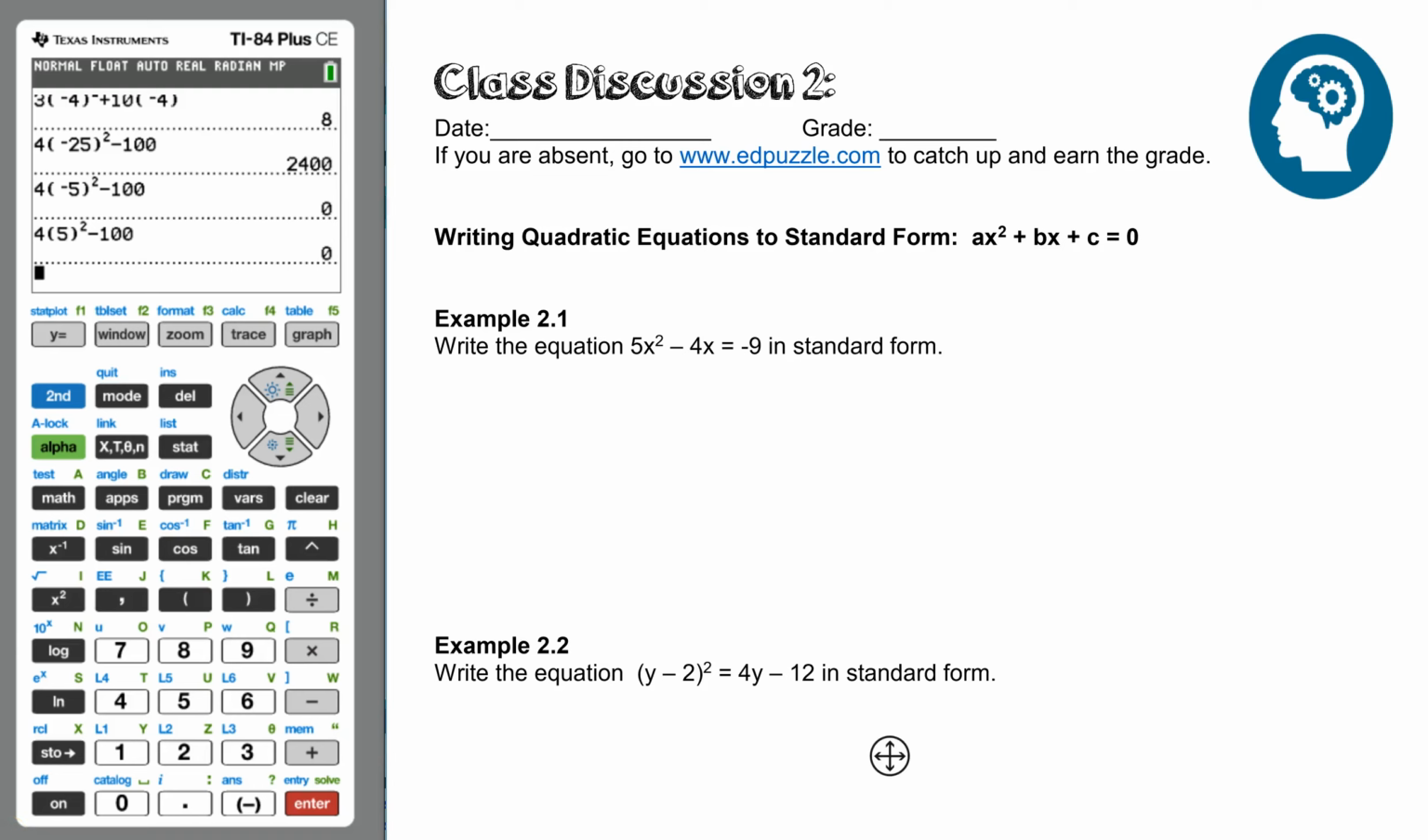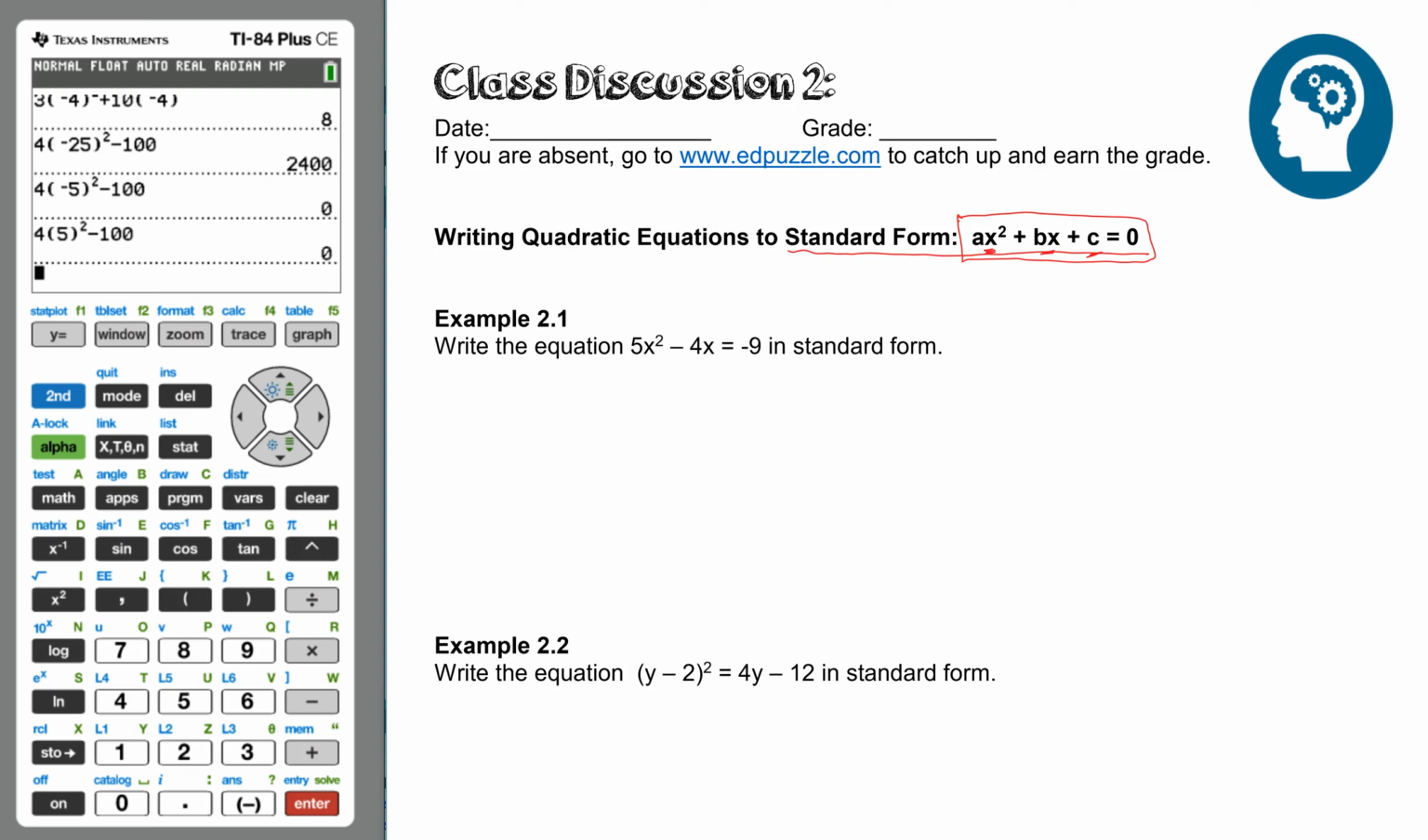Let's work now on class discussion 2. We'll now be working with writing quadratic equations to standard form. So I want you to pay attention that this one is the standard form. We write x squared first, x, then constant, set that equal to 0. So this one now is the standard form of the quadratic equation.